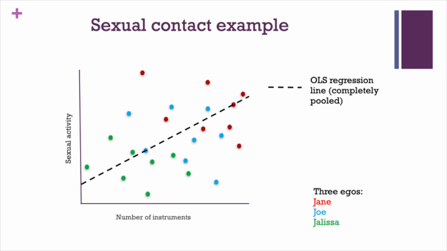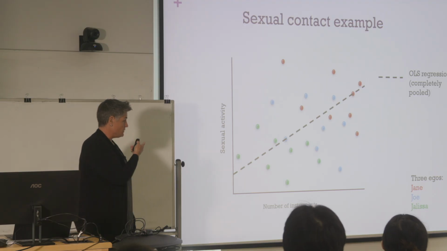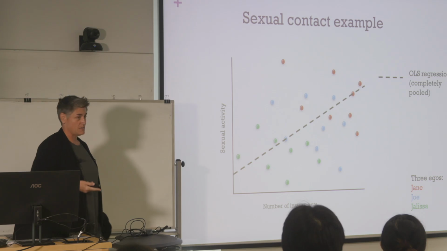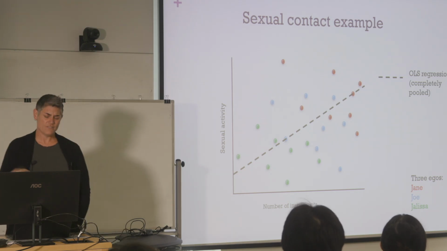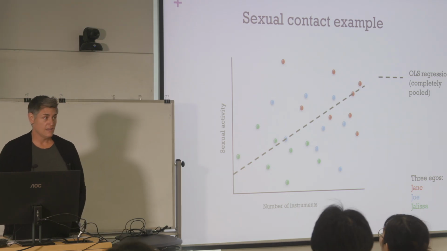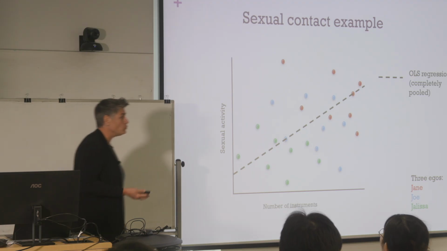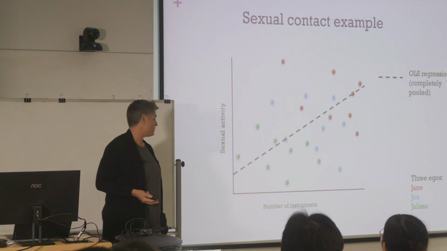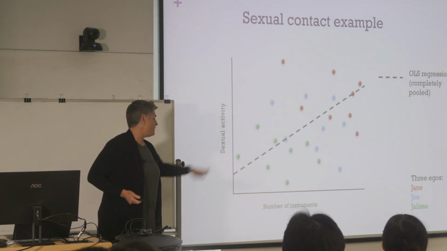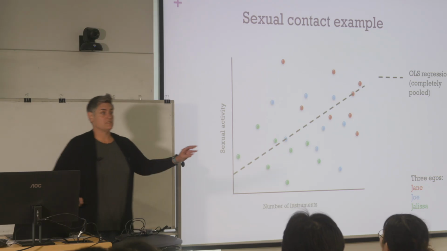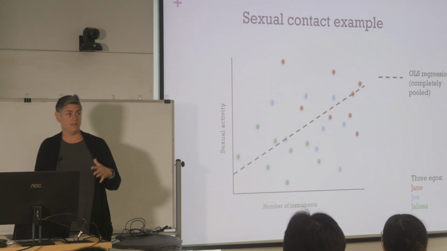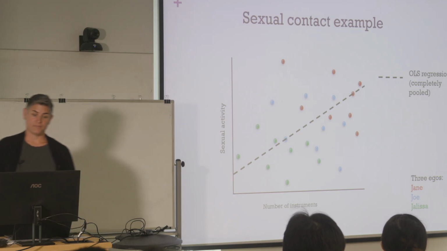So let's show an example of where it might be different. So again, we're still sticking with this ridiculous example. Let's say we have three egos here. Jane's observations are in red, Joe's observations are in blue, and Jalissa's observations are in green. If we just ran an OLS regression line, so in other words, we're completely pooling all of our observations and ignoring clustering, we would have this positive effect that we expected, right? Where the more instruments that people are playing, the more sexual activity they're having in that dyad.